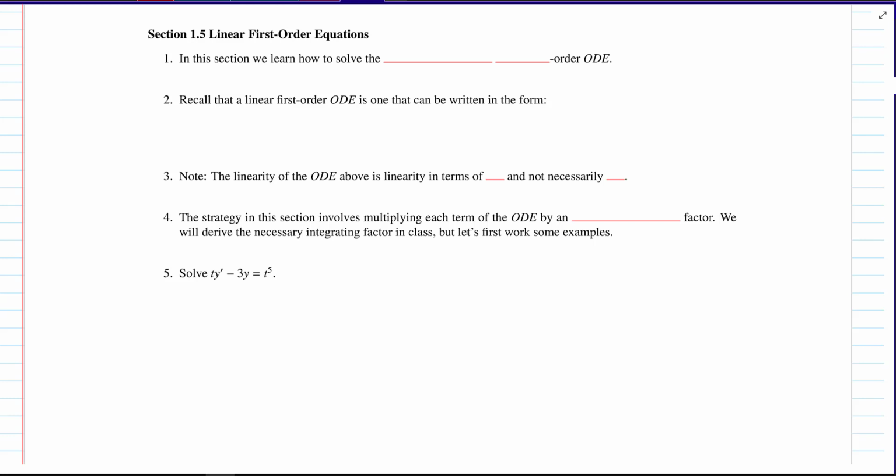So folks, we're continuing our pre-work. We're now going to move on to section 1.5. And in this section, we learn completely how to solve linear first-order equations, which I think is actually pretty exciting. So we're going to learn how to solve the linear first order.